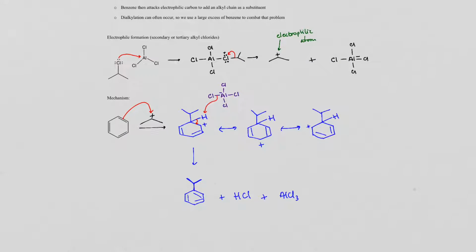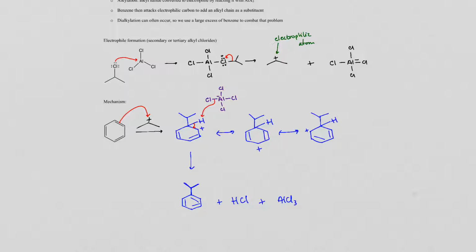Now on the next page, we're going to do the same process, but for a primary alkyl chloride. So we go to the next page. Here we go. The first step in forming the electrophile is going to be the same. Lone pair on the chlorine attacks the aluminum. We get this.